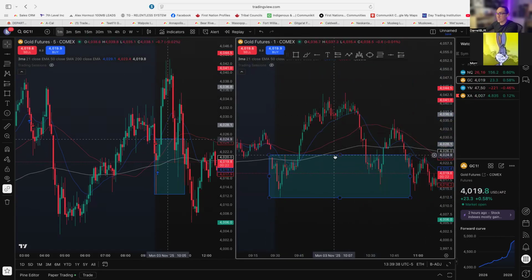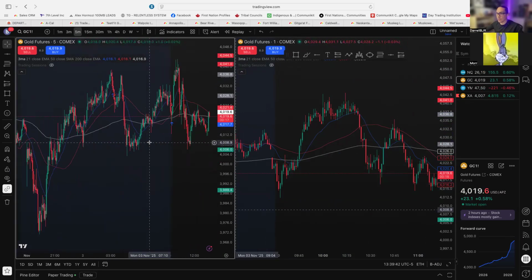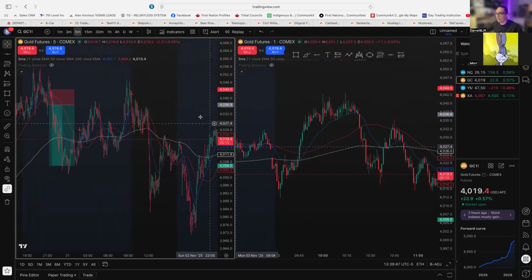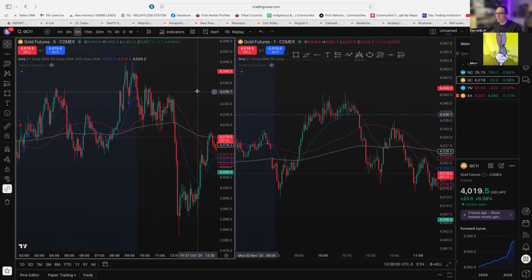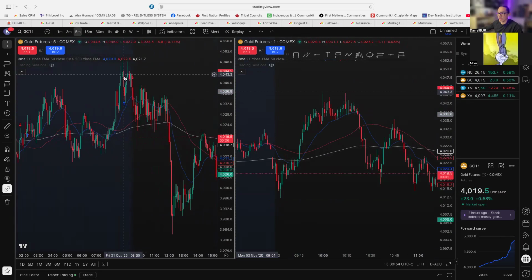Let's actually find a supply example. So let's zoom out on our 5 minute. So we could use this area. Gold is moving up, moving up, moving up. But then when the market opened, it broke below this structure point right here, right? So it's creating new lows, broke below this structure point, creating new lows, right?